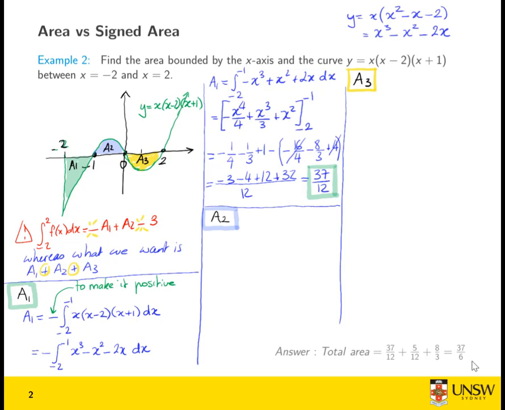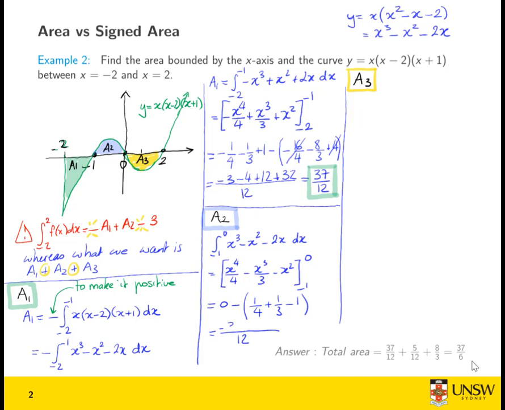Let's now calculate A2. Since the graph of f is above the x-axis, the integral of f between -1 and 0 is actually A2. We find an antiderivative in which we sub in the endpoints. So when we sub in 0, we obviously get 0. When we sub in 1, we get a quarter plus a third minus 1. The common denominator of all of those will be 12. So we're going to get minus 3 minus 4 plus 12. And this simplifies to 5 on 12. So A2 is 5 on 12.